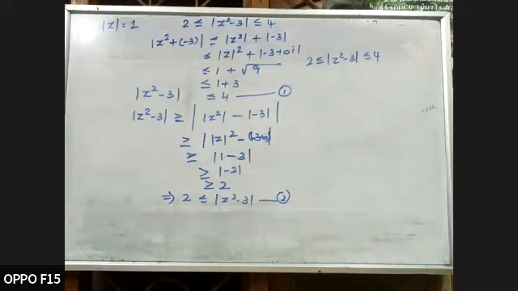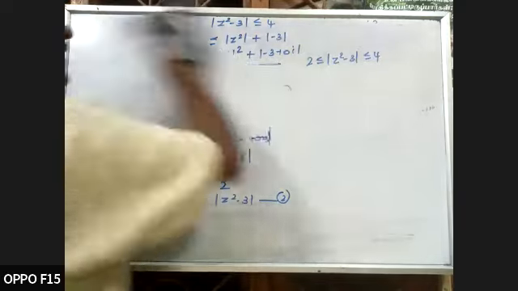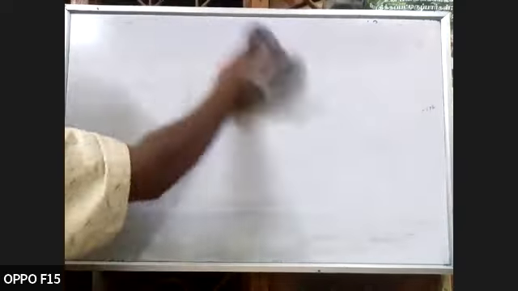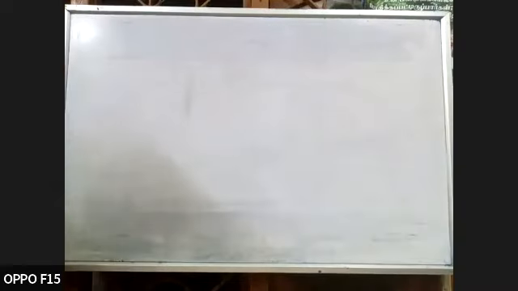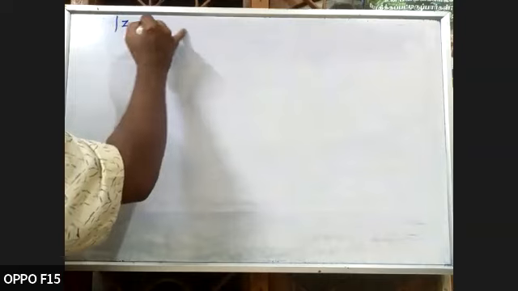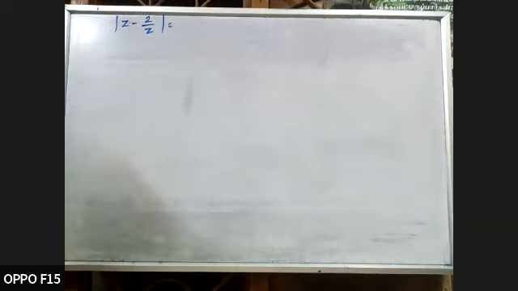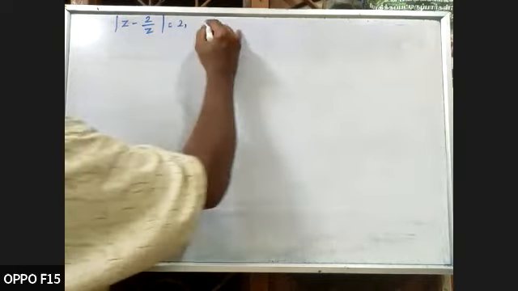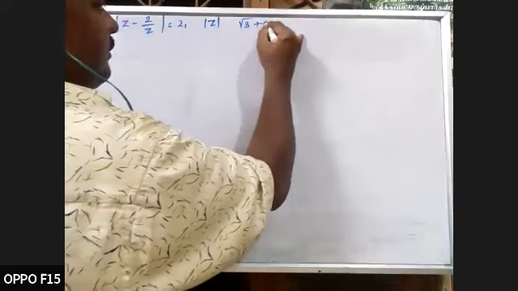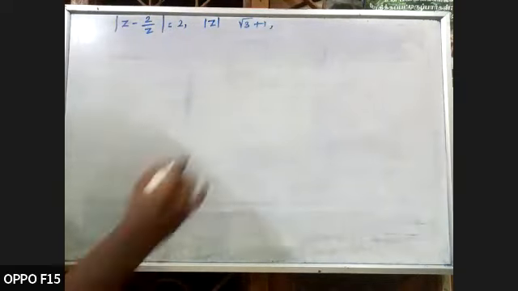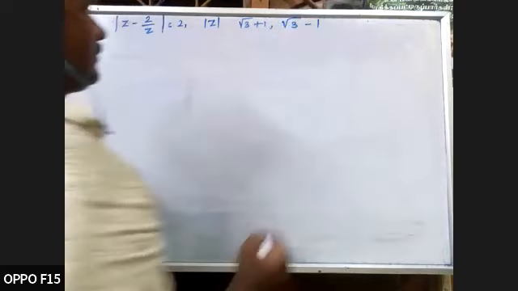The next one, a very important 3 marks question. This is a PKV. Such problems can definitely be asked. If modulus of z minus 2 by z equals 2, show that the greatest and least value of modulus of z are root 3 plus 1 and root 3 minus 1 respectively.